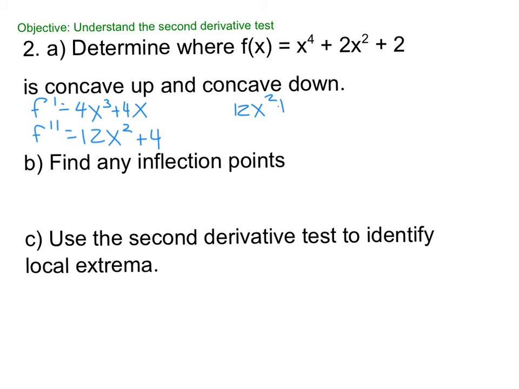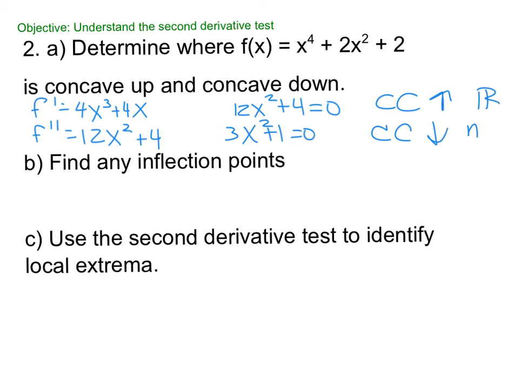Uh-oh. This never equals 0. x squared plus 1 never equals 0. So this is always concave up. This is concave up on all real numbers. And it's never concave down. There are no inflection points.